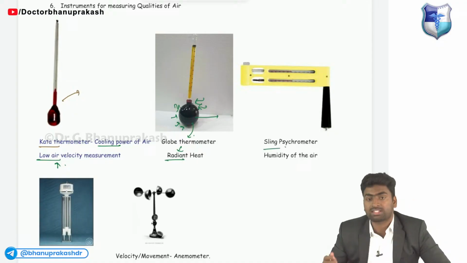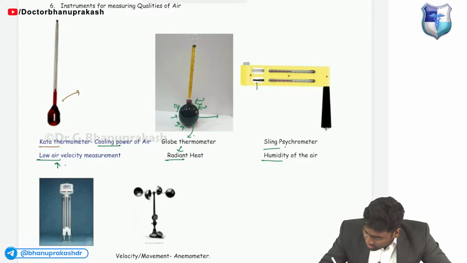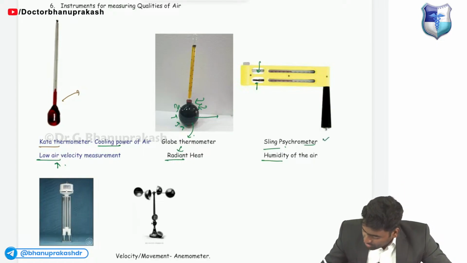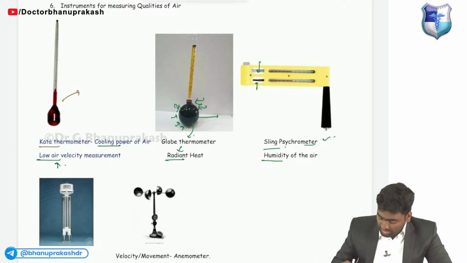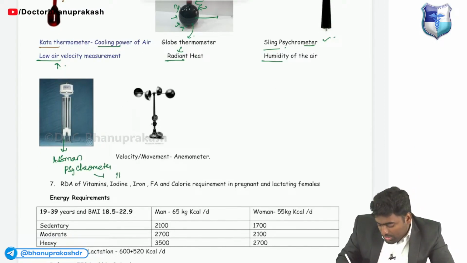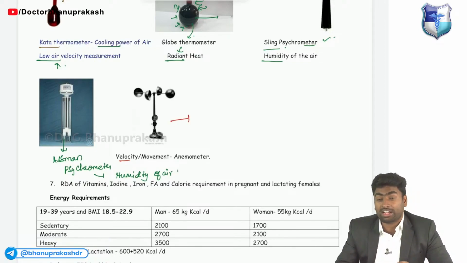And then this is the sling type psychrometer. You keep it in hand and move it in a slinging motion. It tells the humidity of the air. There will be two thermometers, wet and dry. Next, it is this Assmann psychrometer, which also tells about the humidity of the air.